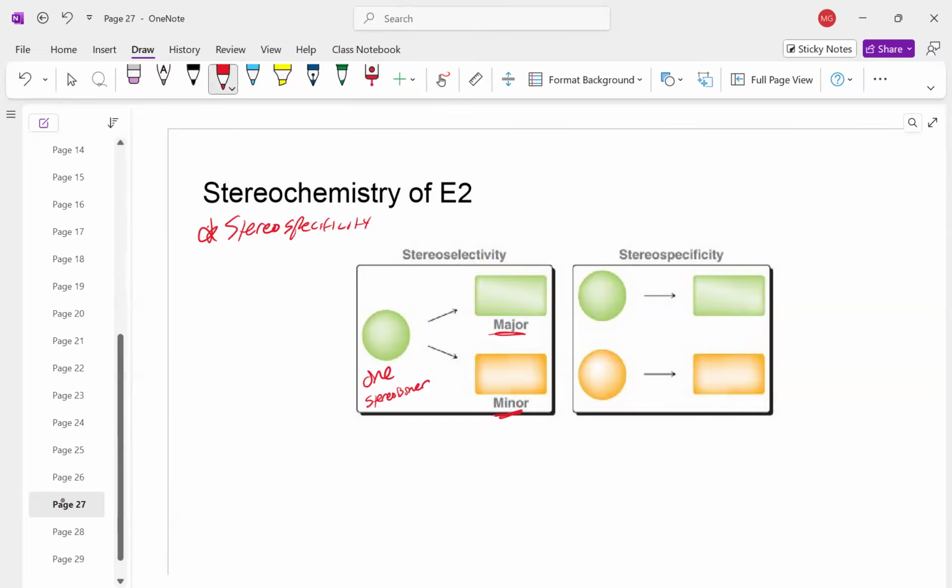So notice the difference between these two products. They are not the same product. They are different stereoisomers of products. And that's what stereospecificity says, is depending on which stereoisomer I start with, I'll get a different stereoisomer as a product.